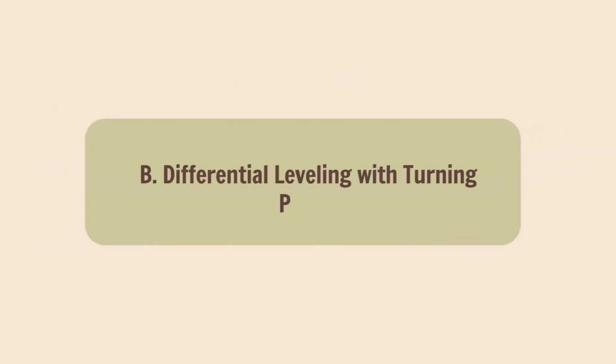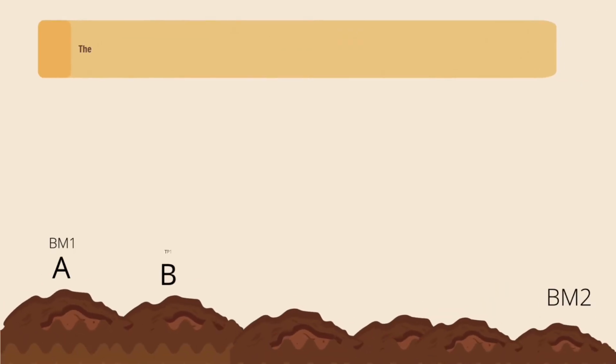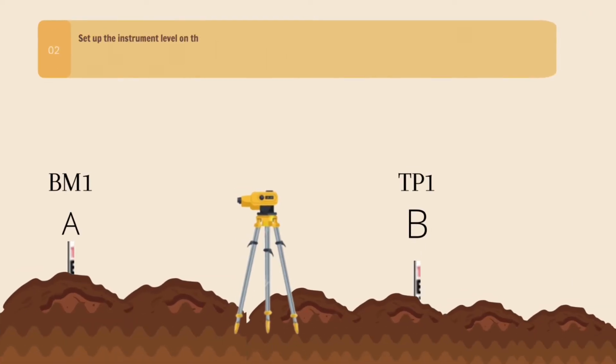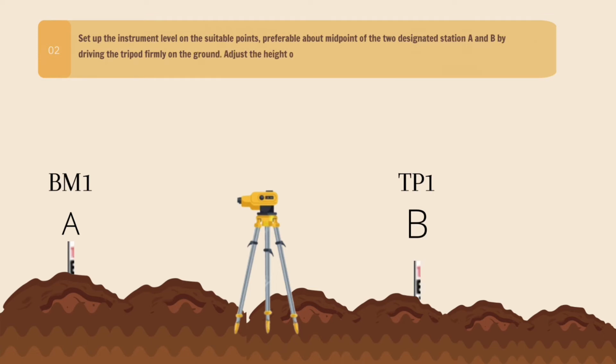Differential leveling with turning points. Step 1. The instructor assigns the location of another 2 points marked as A and B. Step 2. Set up the instrument level on a suitable point, preferably about the midpoint of the 2 designated stations A and B, by driving the tripod firmly on the ground. Adjust the height of the instrument to the convenient level of the instrument man through the tripod leg locks.